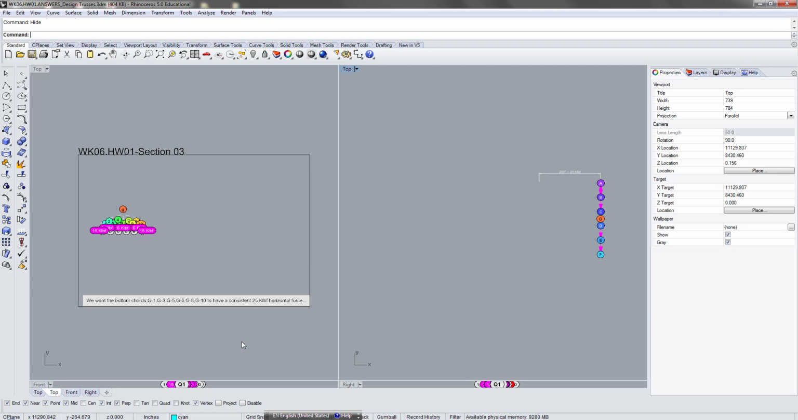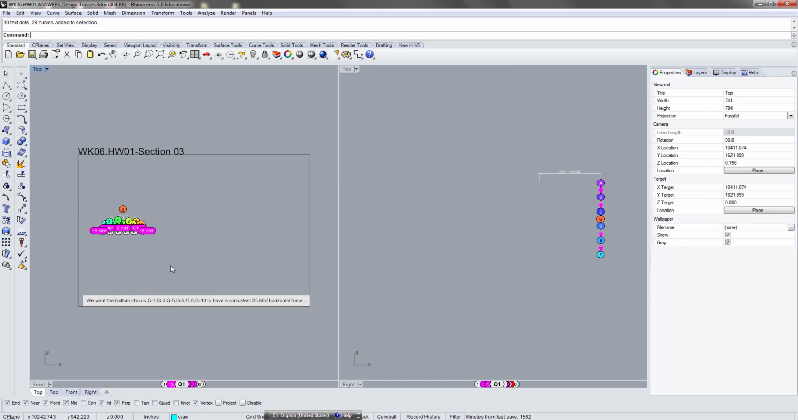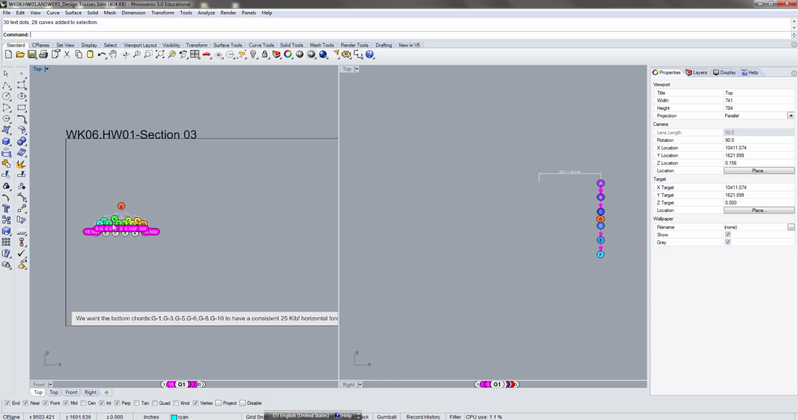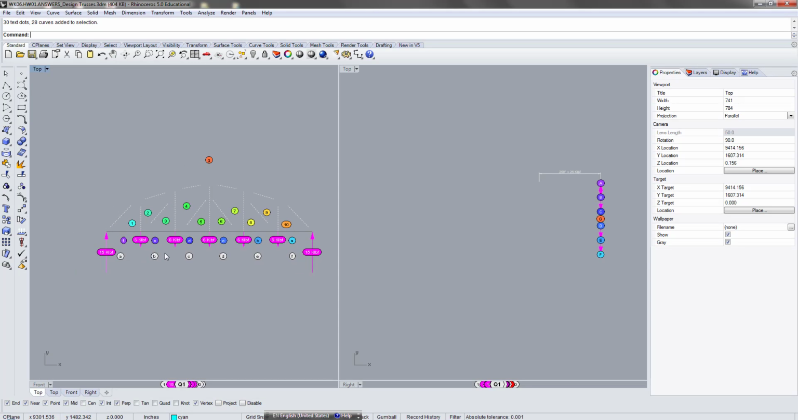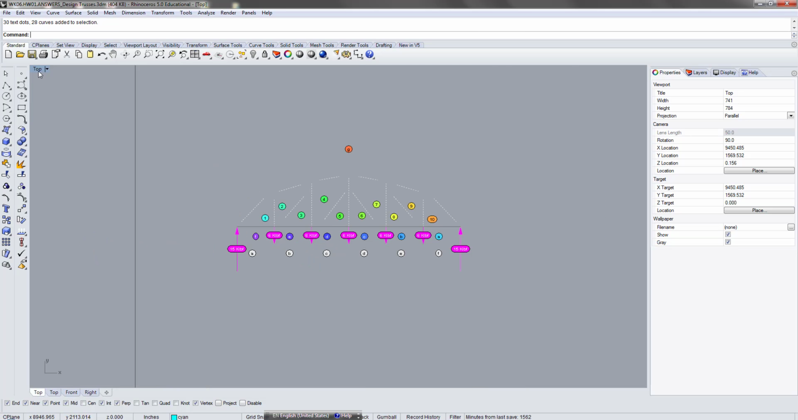If you read the question, we have a truss that's shown here, which I will zoom in on in a second. We want to keep the bottom chords G1, G3 through G10 to have a constant force of 25,000 pounds, which is slightly different from the last one, which was 20,000, so you should be careful about that.